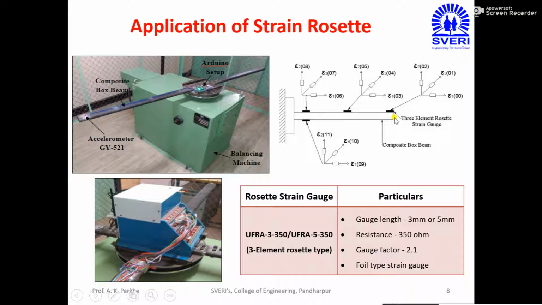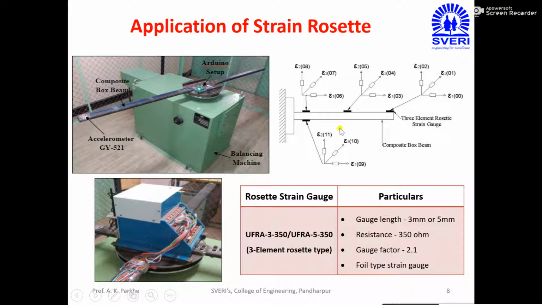After that, all three strain gauges have different terminals, and all three strain gauges, or this particular rosette, are connected to this particular device. This device is called a telemetry strain data acquisition system. This particular wire represents the number of rosettes we have pasted at the number of locations. So all the rosettes or all the strain gauges are connected to this telemetry strain data acquisition system.